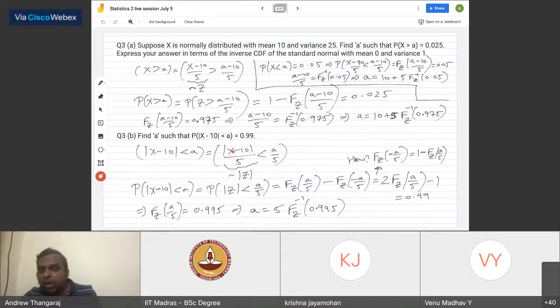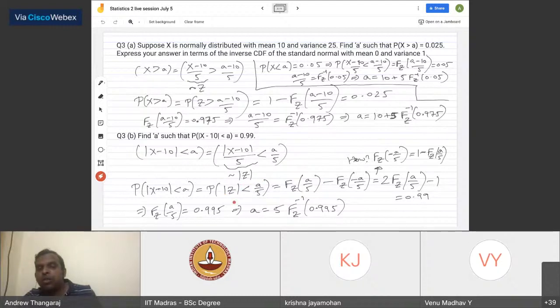So you take the absolute value of x minus 10 divided by 5, less than a by 5, right? That's all I'm doing. See, this x minus 10 is already there. So mod x minus 10 by 5 is less than a by 5. So now this is the absolute value of Z. Do you see that? This absolute value of (x minus 10) by 5, Z is inside, so you get the absolute value of Z. Okay, that's the trick here. This is the first and important trick. So the probability that mod x minus 10 is less than a is the probability that the absolute value of Z is less than a by 5. Okay, all right.